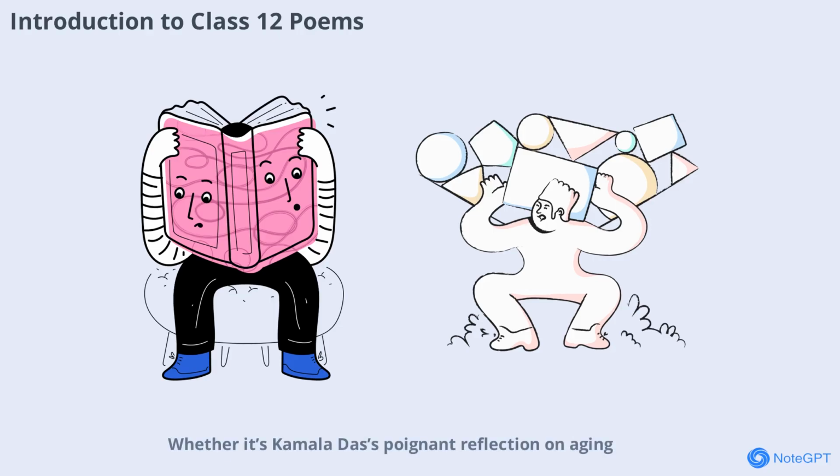There's Kamala's poignant reflection on aging, Stephen Spender's call for social justice, Pablo Neruda's plea for peace, John Keats's celebration of beauty, and Adrienne Rich's feminist symbolism. These poems offer timeless insights. Let's begin by meeting the poets and understanding the context behind their creations, which will help us appreciate the depth and relevance of each poem as we move forward.